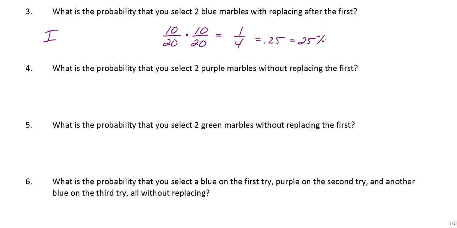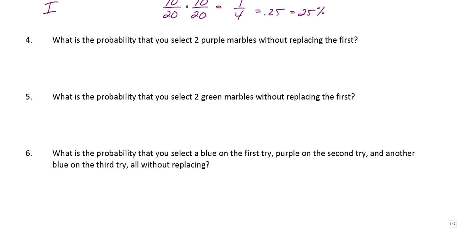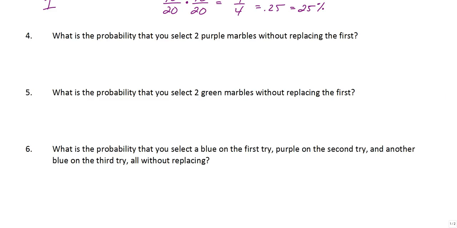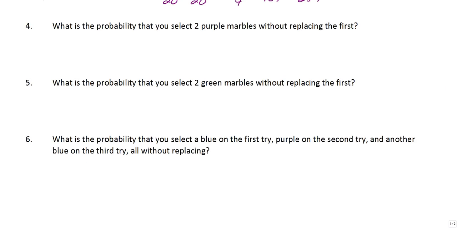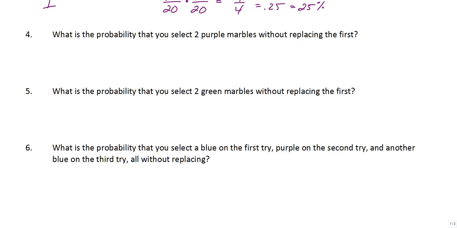Okay, so that's it. So for the next 3 questions, I want you to first decide if it is independent or dependent. Pretty much, if you replace the marble back in, it's an independent event because you're starting with the same number of marbles each time. If you do not replace it, it's going to be a dependent event, which means there's no fancy formula. You just have to think about what's coming next, okay? So go ahead and give it a shot. Click play when you're ready.